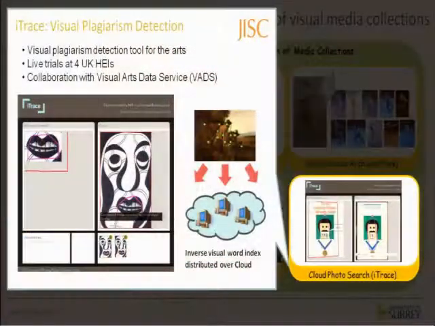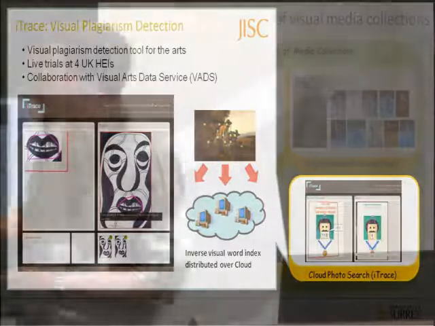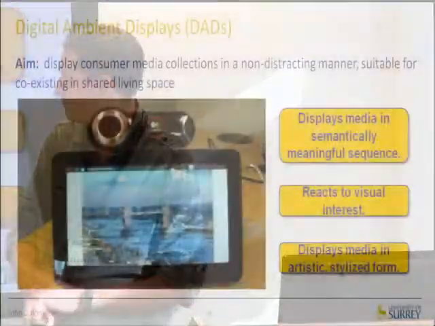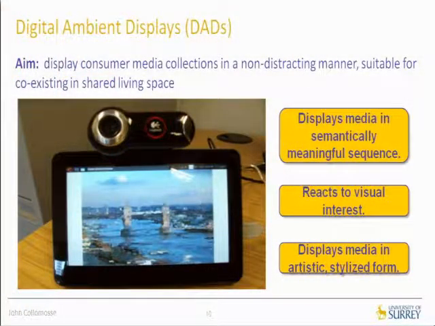And then finally, we've also looked at visual search in, I guess, more of a traditional sense, looking at identifying photo fragments in large databases. And this is JISC-funded work. It's looking at developing a solution for visual plagiarism detection in art coursework. And it's being trialled now at 4 UK universities. And it's more of an engineering project, this, looking at cloud solutions for bag of visual word search. So that was a very brief summary.